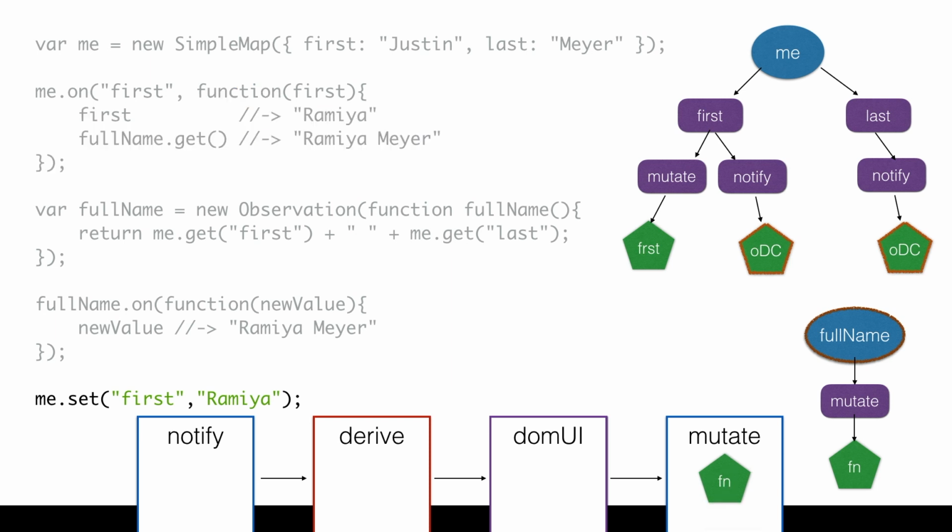And then after the first handler ran, the queuing system is going to again look to run the first function it finds. In this case, it's going to be the callback for full name. The full name callback will be run, and the new value will be Ramya Meyer. Finally, the task queue will be empty and nothing else happens.